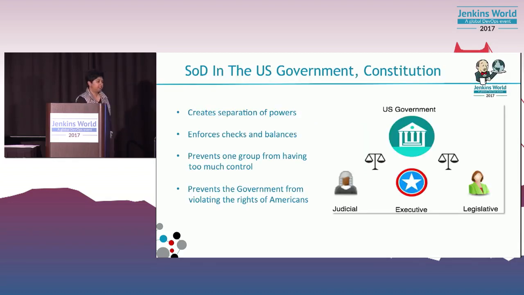So before we dive into tech, I want to make sure that we understand what separation of duties really means, and I want you to understand with an exact example. So the US government has 3 branches, and it's there for a reason. The way this was designed is so that no one group can have complete control. And those branches are judicial, executive, legislative, as we all know. So it creates a separation of powers. It enforces checks and balances. It, like I said, prevents one group from having too much control. But most importantly, it prevents the government from violating the rights of Americans.